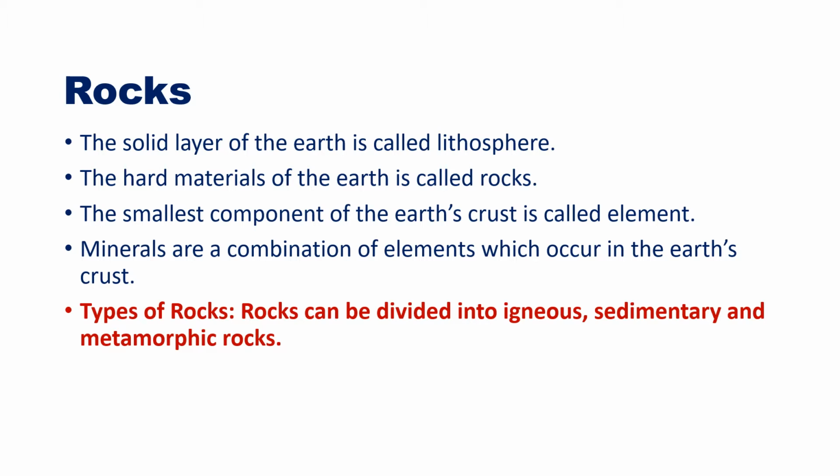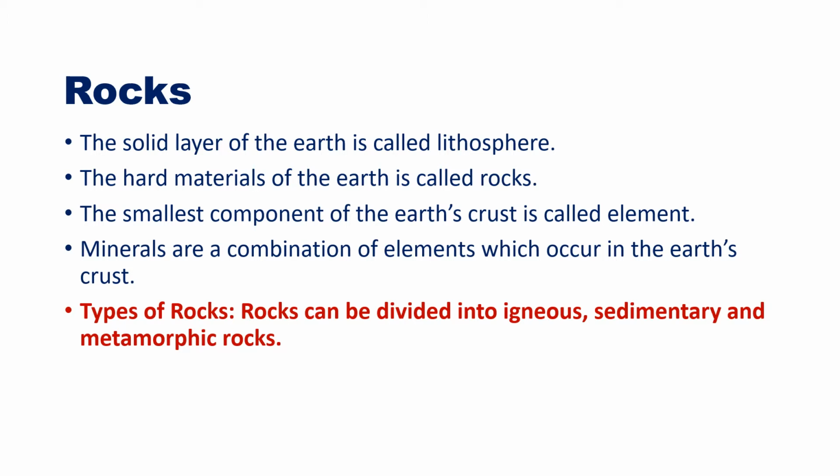There are three layers. The solid part of the earth is called lithosphere. That part which contains air is called atmosphere. And that part of ocean is called hydrosphere. Again, we would like to say whatever is hard on the earth is called rocks. The smallest, the tiniest element of the earth's crust is called an element.